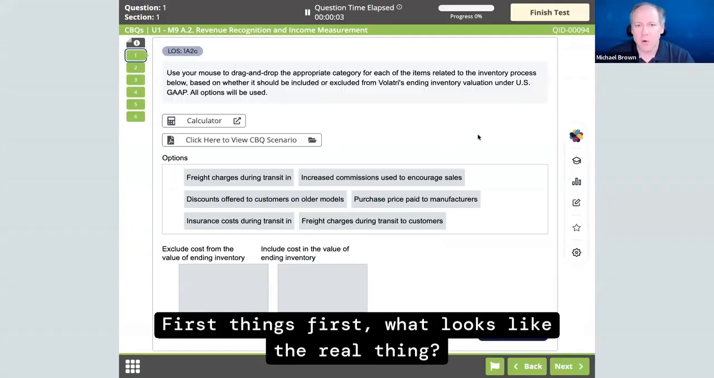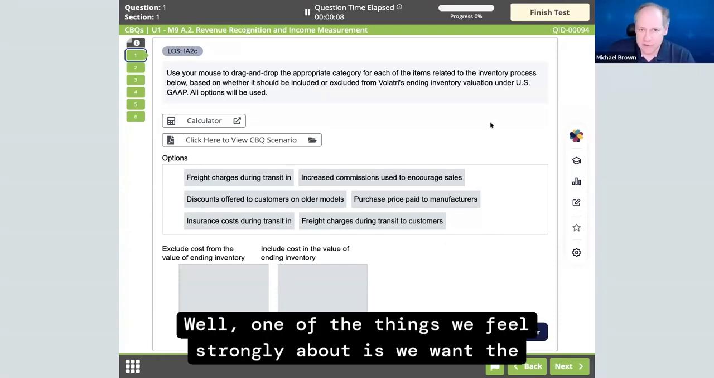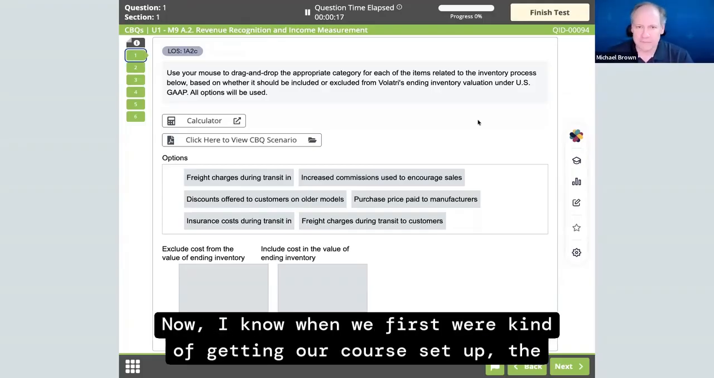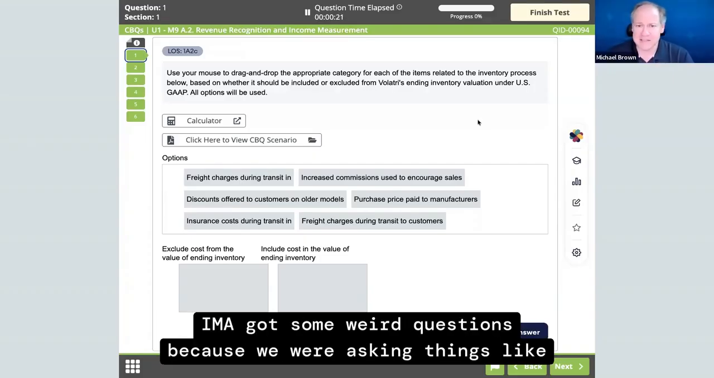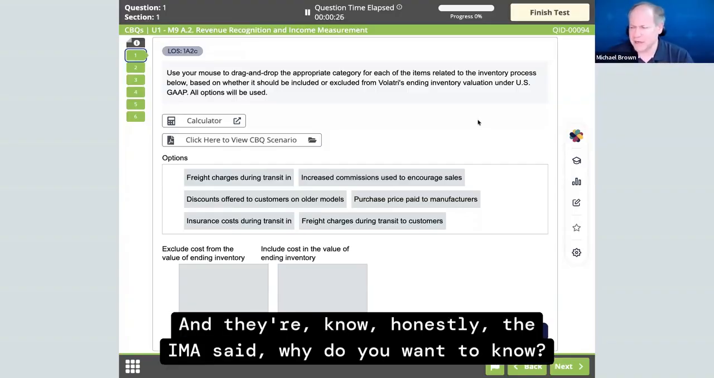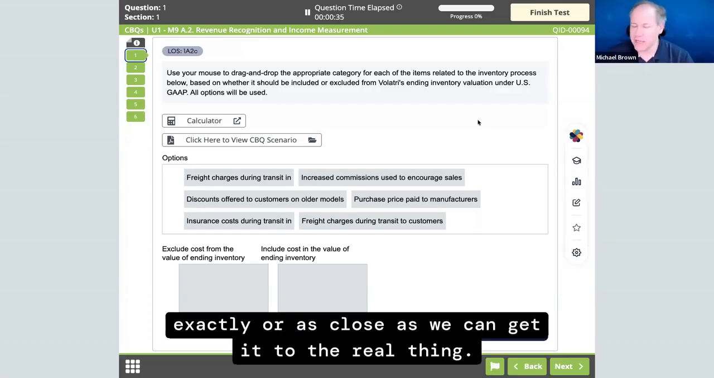First things first, what looks like the real thing? What's the Becker piece? Well, one of the things we feel strongly about is we want the course experience to closely mirror the exam experience. Now, I know when we first were getting our course set up, the IMA got some weird questions because we were asking things like, what font do you use? And what colors do you use? Honestly, the IMA said, why do you want to know? We said, well, when we build our software, we want it to look and feel exactly, or as close as we can get it, to the real thing.